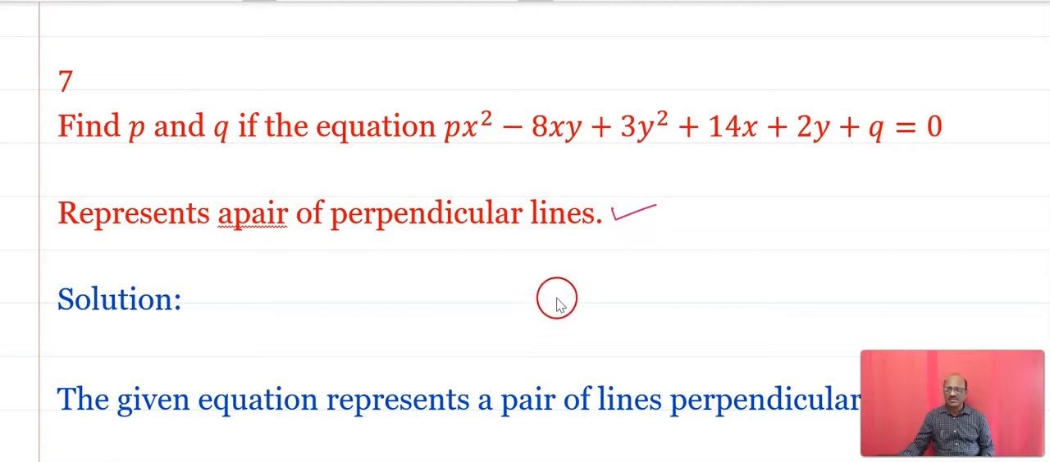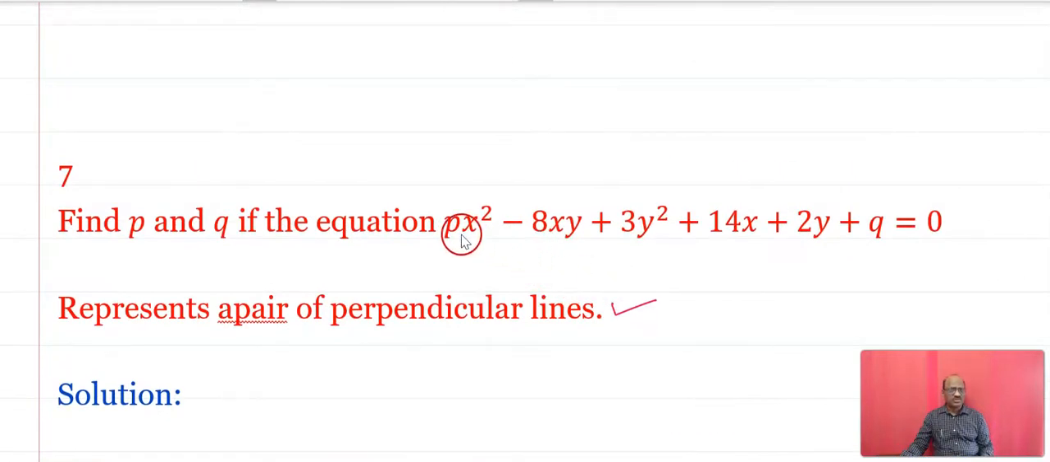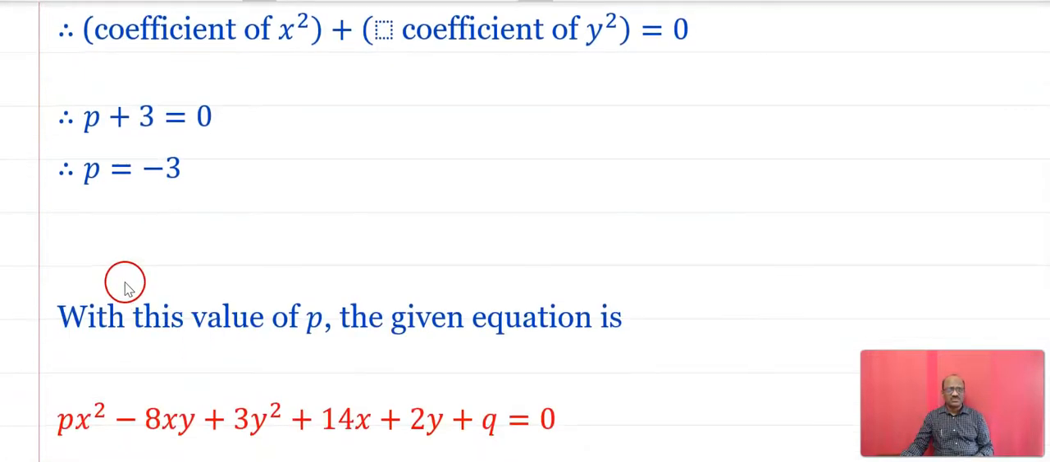As the lines are perpendicular to each other, the coefficient of x square plus coefficient of y square must be 0. The given equation represents a pair of lines perpendicular to each other. Therefore, coefficient of x square plus coefficient of y square is 0. Coefficient of x square is p and y square is 3. P plus 3 is equal to 0, and that's why p is equal to minus 3.